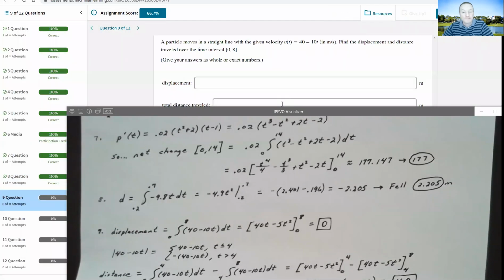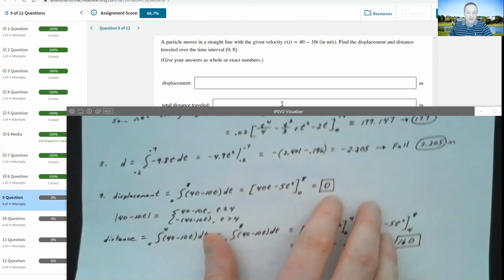Up next, it says a particle in a straight line with a given velocity v of t is 40 minus 10t. Find the displacement and the distance traveled over the time interval 0 to 8. Okay, so I like this one because it's asking us for both. Remember, the displacement's always the easy one. It's just the integral from where motion begins to where motion ends of your velocity function.